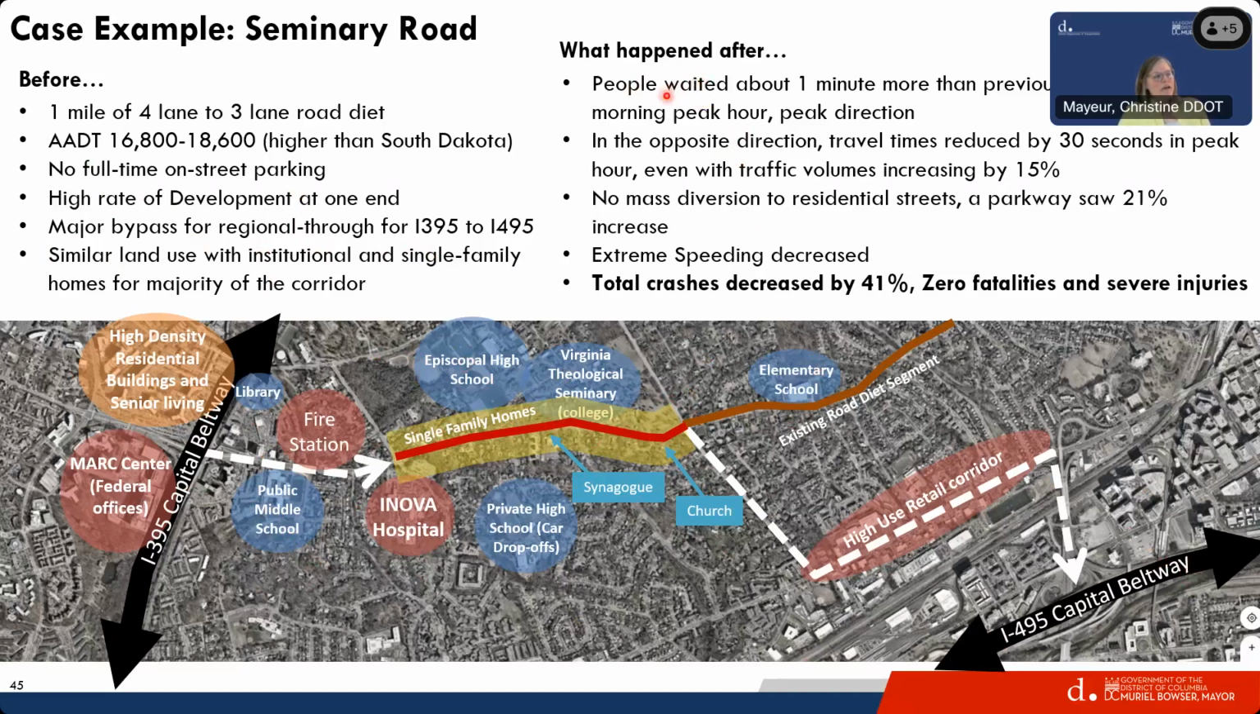After that was implemented, people waited about an additional minute than previous conditions in the morning peak hour, peak direction. In the opposite direction, travel times actually reduced by 30 seconds in the peak hour, even with traffic volumes that increased by 15%. And this is post-COVID numbers. We didn't see mass diversion on residential streets. The parkway here is a pretty wide bypass. If you know the City of Alexandria, this is Quaker Lane, and this is Duke Street down here at the bottom.